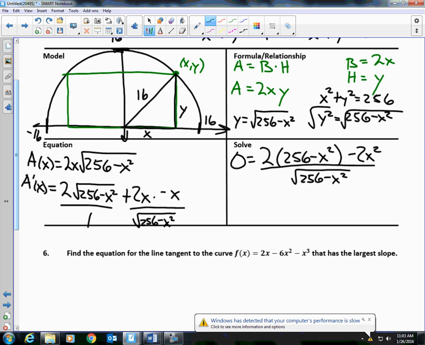Okay, so we have this. I will now solve the numerator equal to 0. 2 times 256 is 512. 2 times negative 2x squared is negative 2x squared, minus another 2x squared is negative 4x squared. Or 512 is equal to 4x squared.